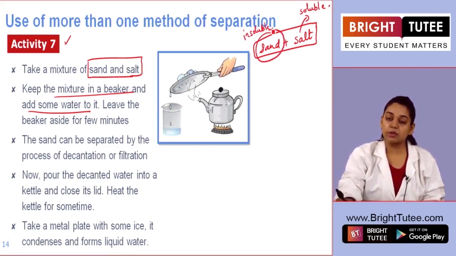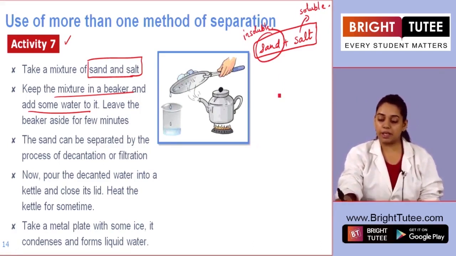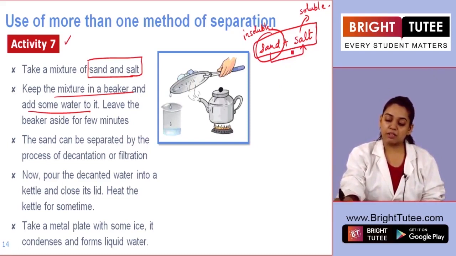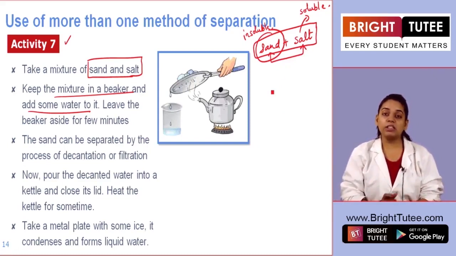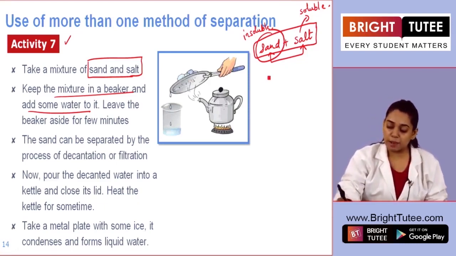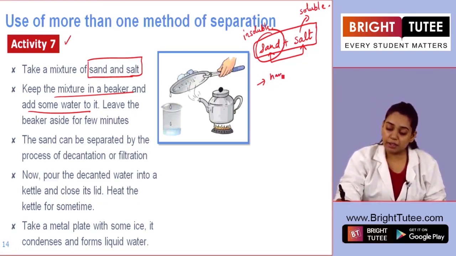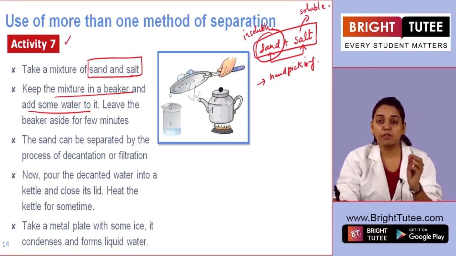So what we are going to do is we can make use of this property in order to separate the two substances from this mixture. Why do we need this? Because we know the components of sand and salt are too small and we cannot separate them by the processes that we have learnt, like hand picking.